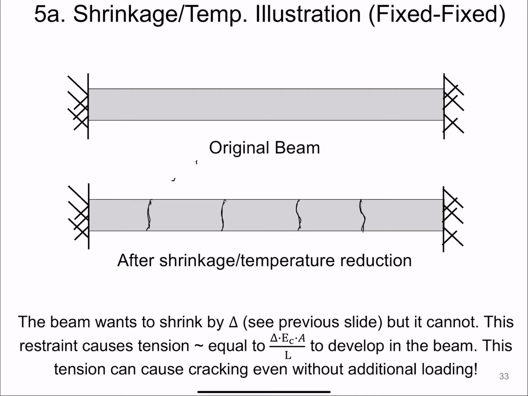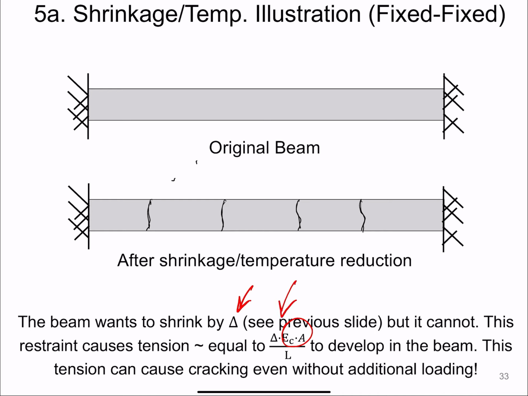The length delta is 1 millimeter per 10 degrees Celsius, right? But it cannot, right? This restraint causes tension. If you want to calculate the tension force that this deformation will cause, in terms of axial stiffness, this is how you can calculate the tensile stress.